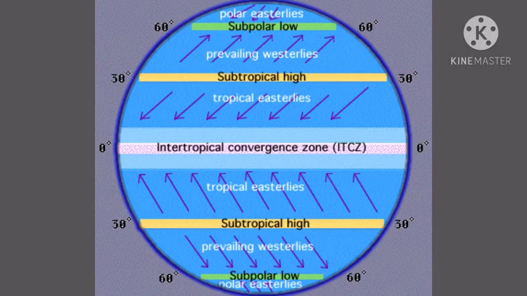Students, these cells are divided into 7 pressure belts of the earth. These 7 pressure belts are known as the equatorial low pressure belt, the subtropical high pressure belt in the northern hemisphere, the subtropical high pressure belt in the southern hemisphere, the subpolar low pressure belt in the northern hemisphere, and the subpolar low pressure belt in the southern hemisphere. Also 2 more belts are situated in the polar areas. These are known as the polar high in the northern hemisphere and the polar high in the southern hemisphere.